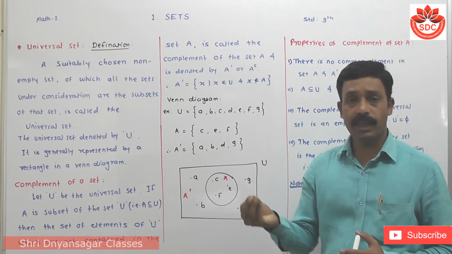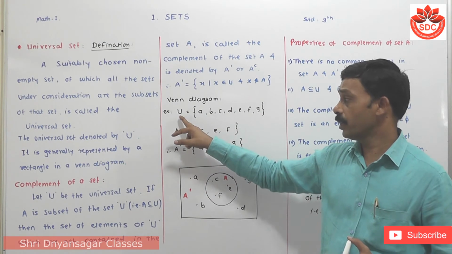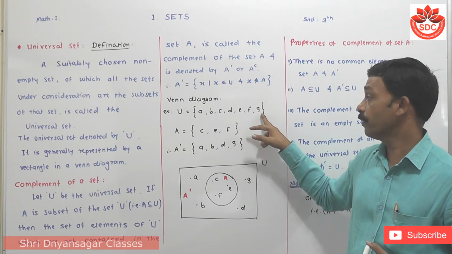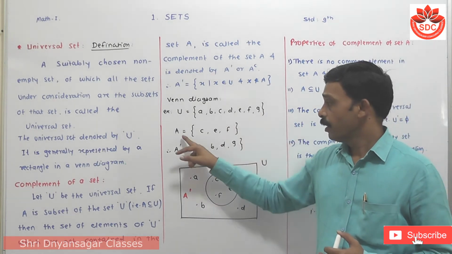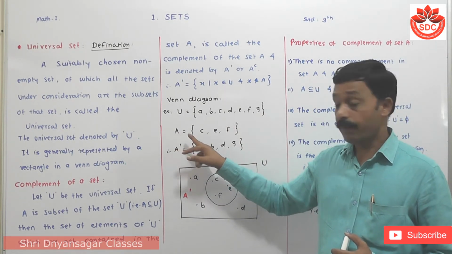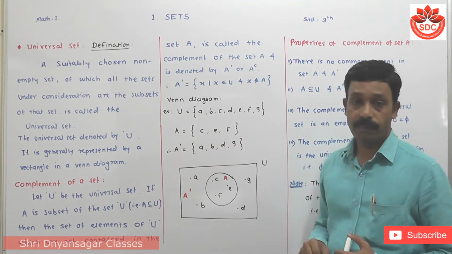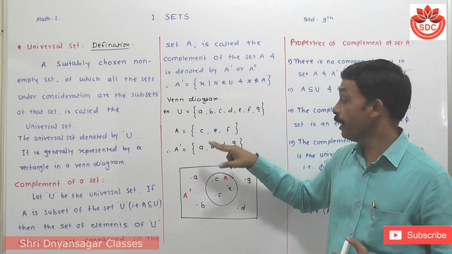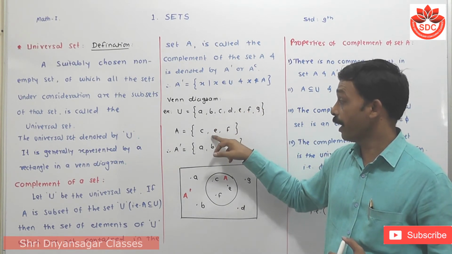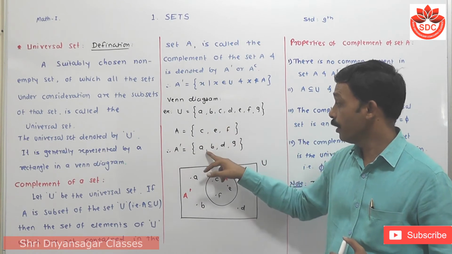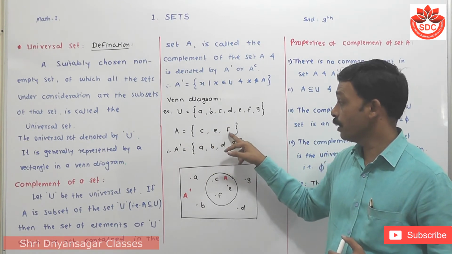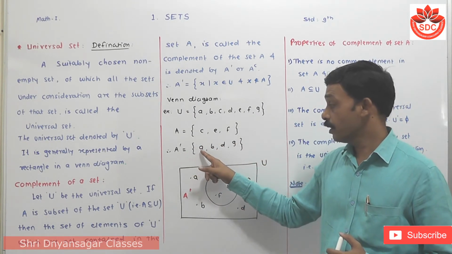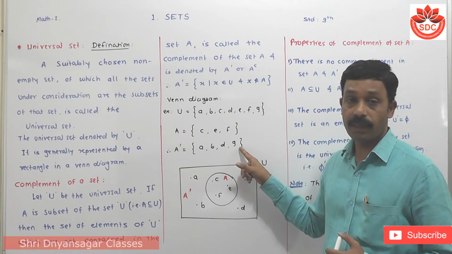Take any example here. Suppose U is the universal set containing the elements A, B, C, D, E, F, G. A is the set containing the elements C, E, F. We have to write the remaining elements which are not present in A. That is A, B, D, because C, E, F are present, and the remaining is G. Meaning A's complement is {A, B, D, G} in curly brackets.